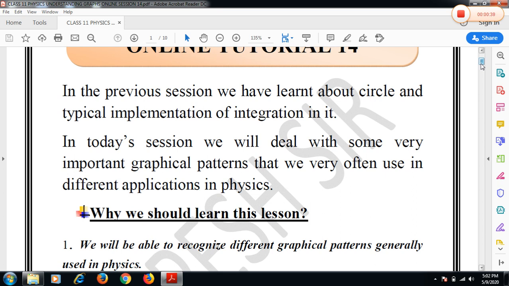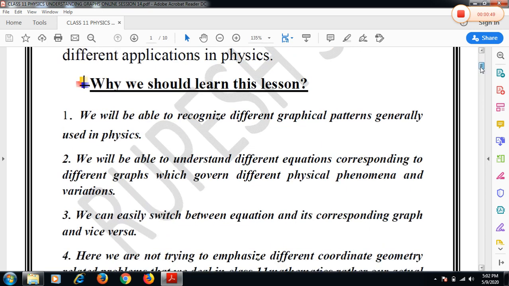In today's session, we will deal with some very important graphical patterns that we very often use in different applications in physics. Now, why should we learn this lesson? You should carefully read all the points. What is the utilization of learning this lesson?